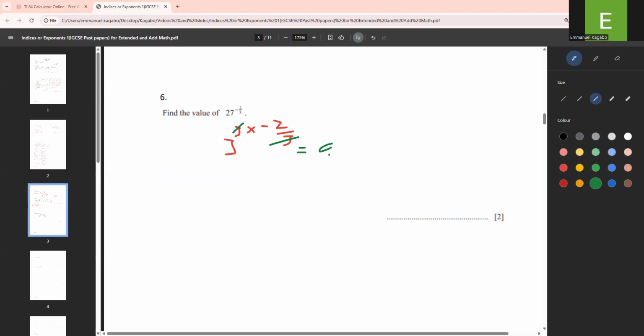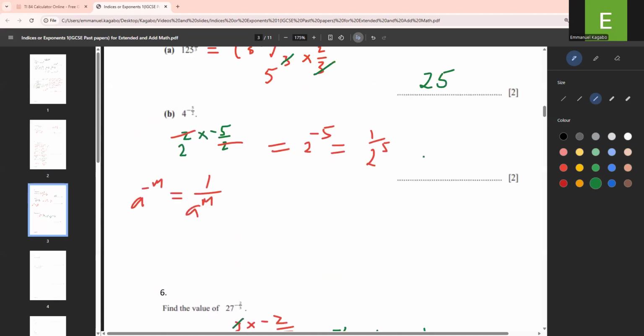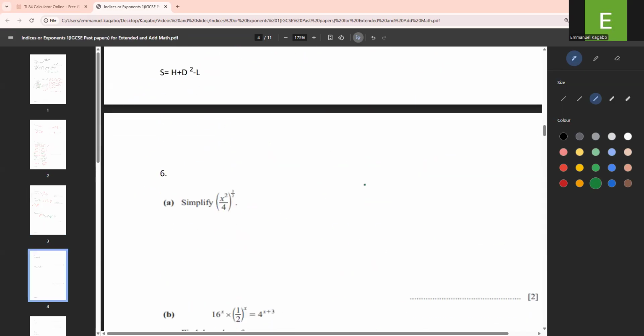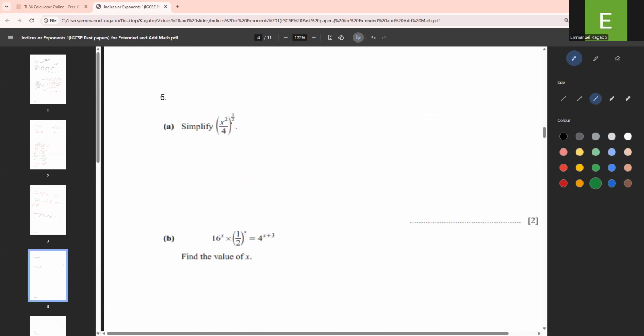I'll get 9 power negative 2, which you can keep like that, or you write 1 over 9 squared, which is definitely 1 over 81. Okay, even here, if I wanted, I would have written 1 over 2 power 5, that is 32. Okay, good. Okay, what about this?